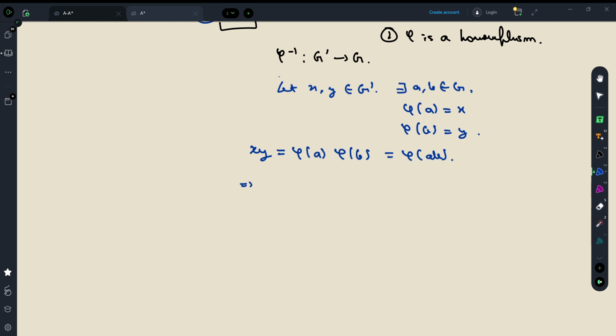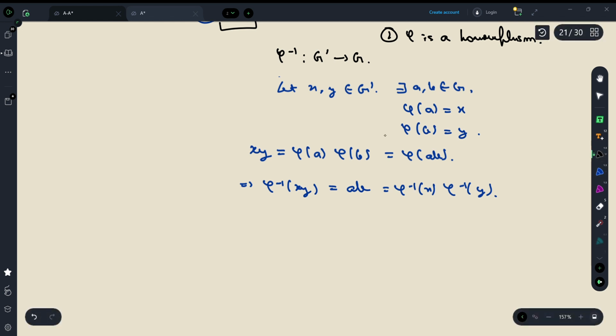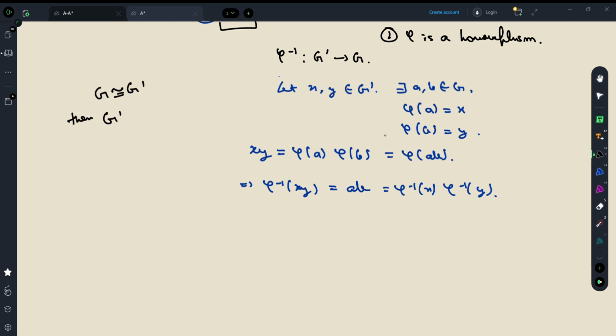Is this part clear? So what do we actually have here? We could have also said this in this way. What does this typically mean? This typically means that phi inverse of xy is equal to AB, right? But what is A? A is simply phi inverse of x, and what is B? It's phi inverse of y. So this is indeed the definition of a homomorphism. Right? So what we have established is that if G is isomorphic to G dash, then G dash is also isomorphic to G, right?